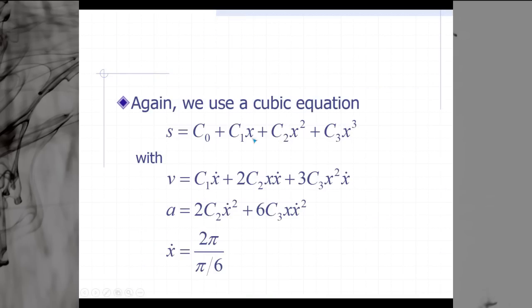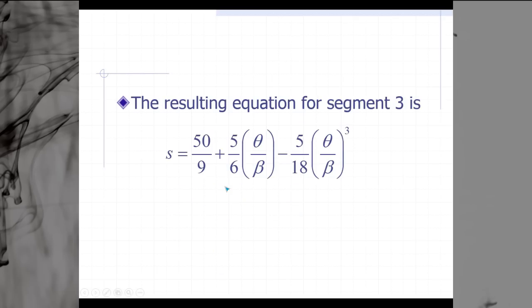So again, we use a cubic equation for our position, c0 plus c1x plus c2x squared plus c3x cubed. Our velocity and our acceleration. Our x dot is 2 pi over pi over 6. This segment has a 30-degree beta, or pi over 6 radians. This results in the following equation for segment 3.